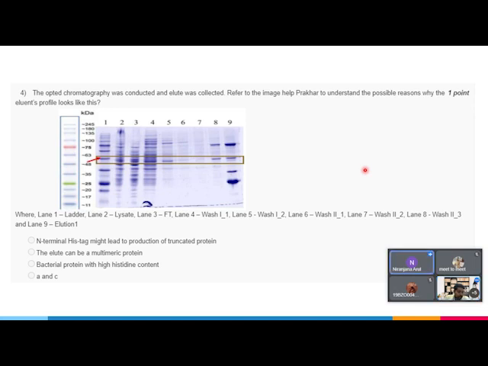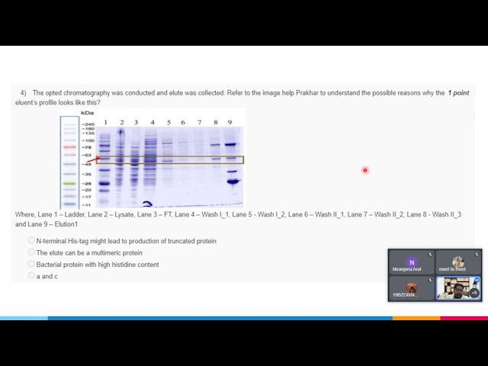So I thought maybe because lanes 5, 6, 7 show very less expression, maybe the proteins are truncated, and as a result they are no longer expressed. I mean, they cannot be seen in the chromatography profile. So the first option. The second option, because they are indeed expressed in 2, 3, and 4, so bacterial protein might have high histidine content. Okay. So this C option thinking was correct, that bacterial protein with high histidine content.